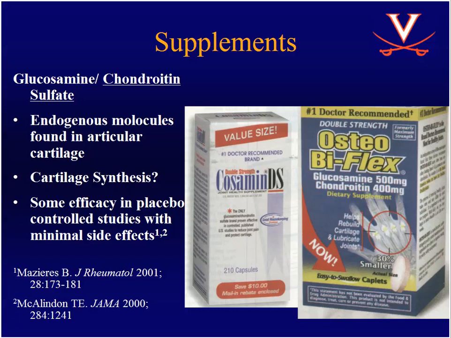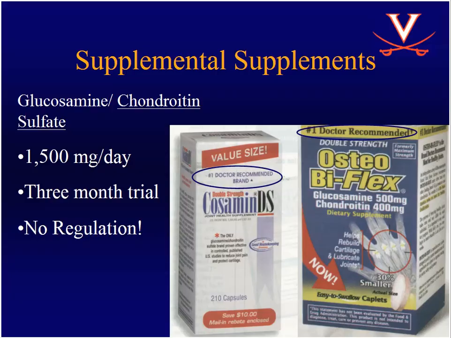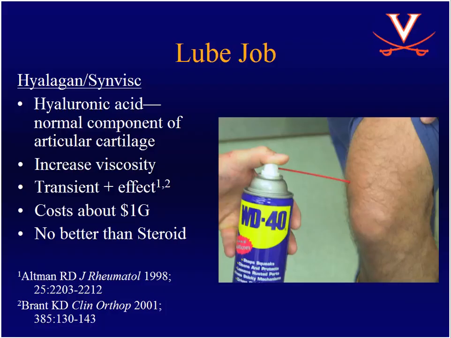Glucosamine chondroitin sulfate, recommended for people with arthritis or cartilage problems. You need to take 1,500 milligrams a day of this for several months. There have been several studies showing that there's some benefit in selected problems. The problem is there's very little regulation, and so you need to make sure what the components are of the condition and the treatment you're taking.